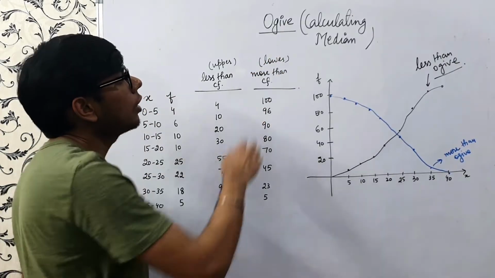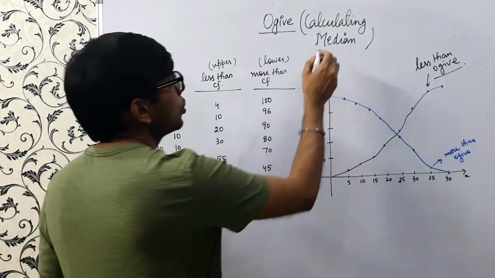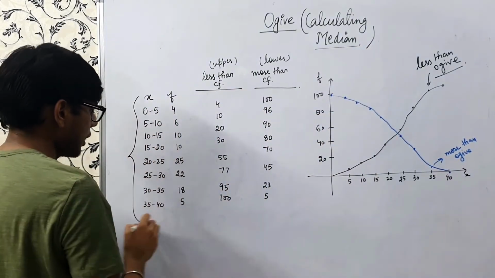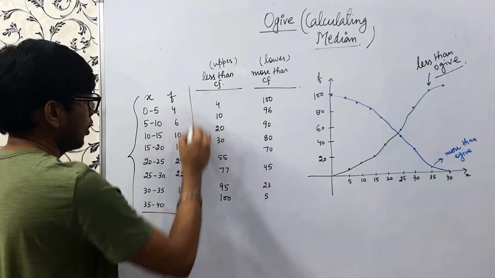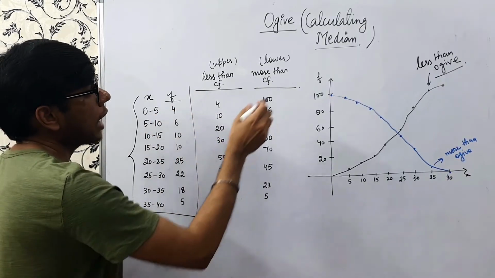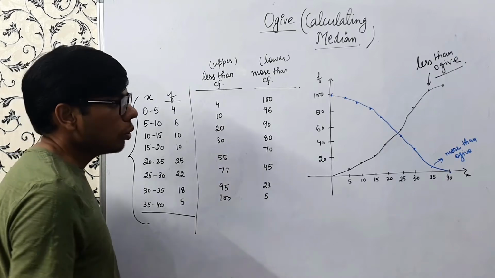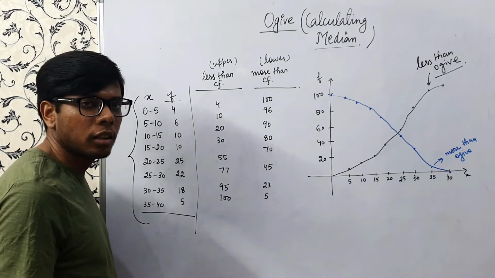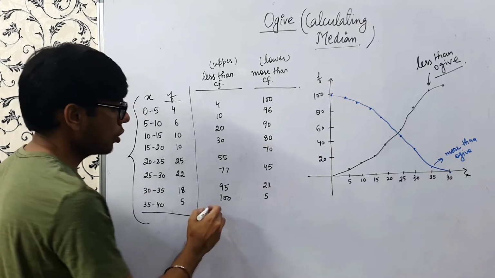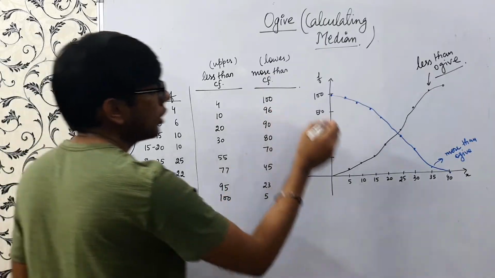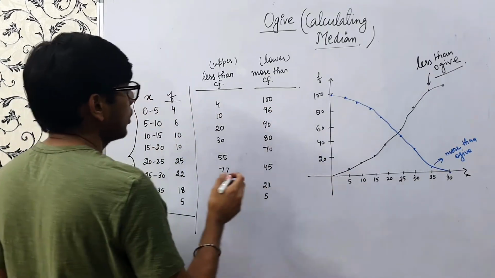In this video, we'll be learning how to calculate median using Ogive, right? So we have this data set. This is X and this is the frequency, and we want to calculate the median. To calculate median using mathematical formulas, we have discussed in earlier videos. So in this video, we'll be discussing how to calculate median using an Ogive, right?